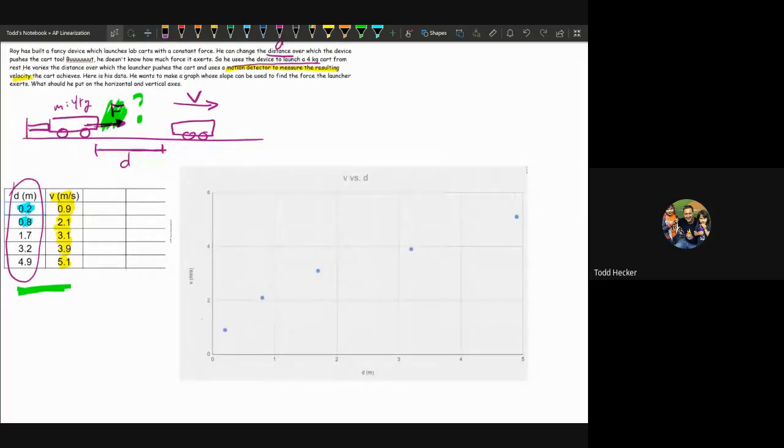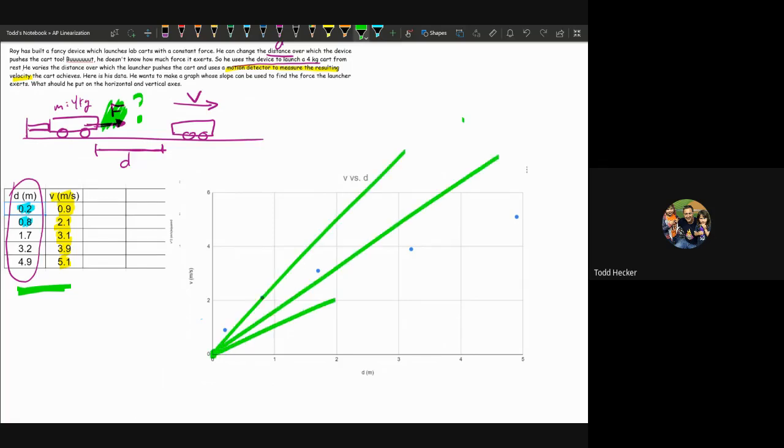Oh, I unhid a thing that I didn't want to. So you can see that the data here is clearly not linear, right? There's no way that I can draw in a best fit line. First of all, I know that if the distance is 0, the velocity is going to be 0, so I know that I have to have a y-intercept of 0. But no matter how I draw my line, none of those are great representations of the data.